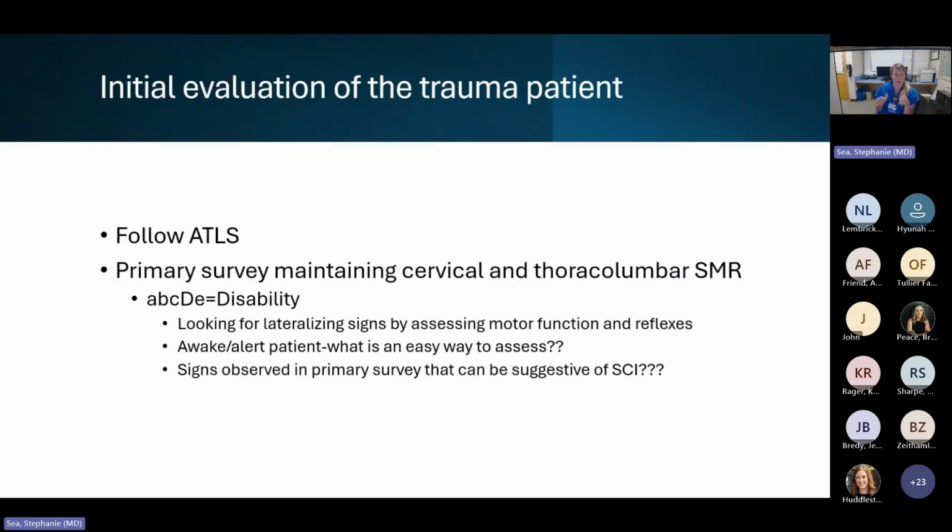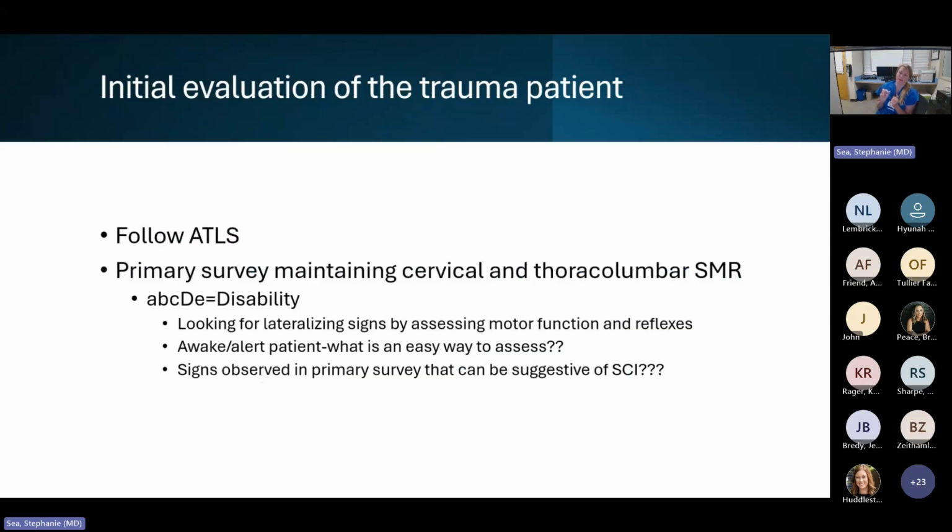When do we look for all these injuries? So when we're here in the trauma bay, we've got the patient on the table. This is all during primary and secondary surveys. So we're following ATLS. Primary survey, we're maintaining cervical thoracolumbar restriction, and it's that D. So you always hear follow your ABCs.